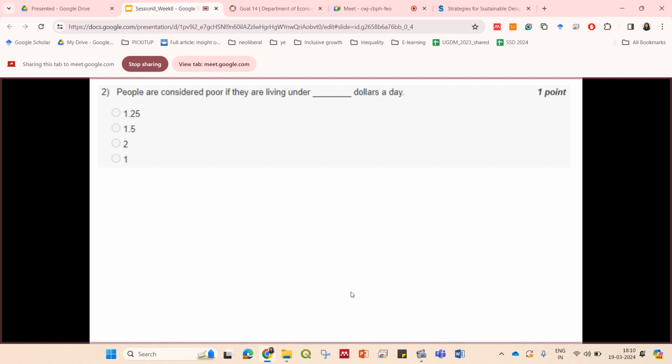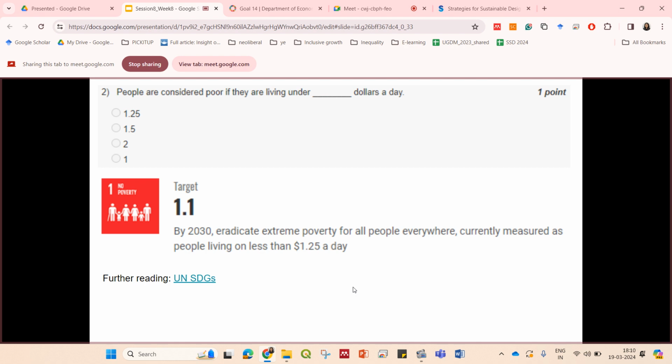People are considered poor if they are living under how many dollars a day, and you have several options: $1.25, $1.5, $2, or $1. This basically comes from SDG 1, which is no poverty, and specifically target 1.1, which is to eradicate extreme poverty for all people everywhere by 2030.